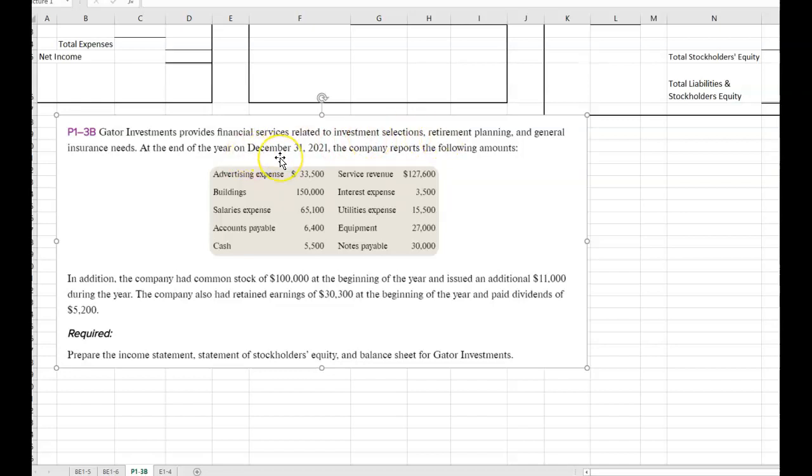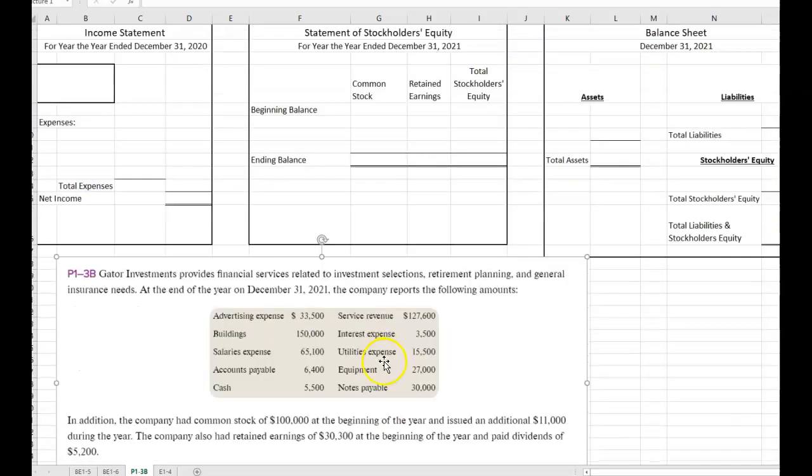At the end of the year on December 31st, 2021, the company reports the following amounts. And there's a bunch of amounts listed with accounts. And then some additional information. We're asked to prepare the 3 main financial statements: the income statement, the statement of stockholders' equity, and the balance sheet. In order to do that, we would have to know what types of accounts go on each of these statements. And let's talk about these statements briefly.